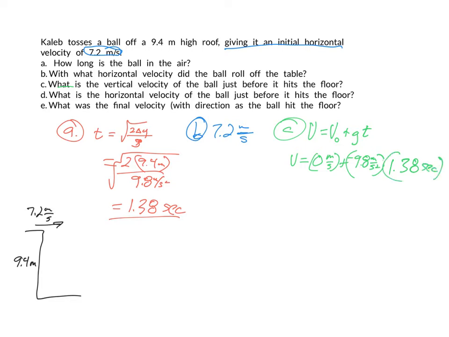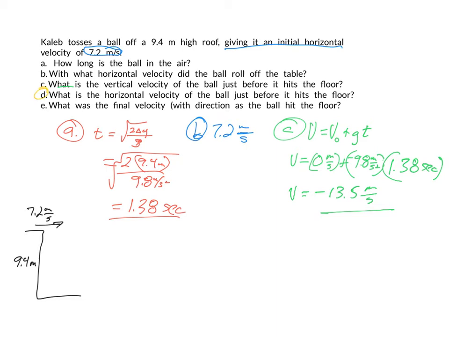All right, so 9.8 multiplied by 1.38, I get a negative 13.5 meters per second. Good? All right, let's go on to D.